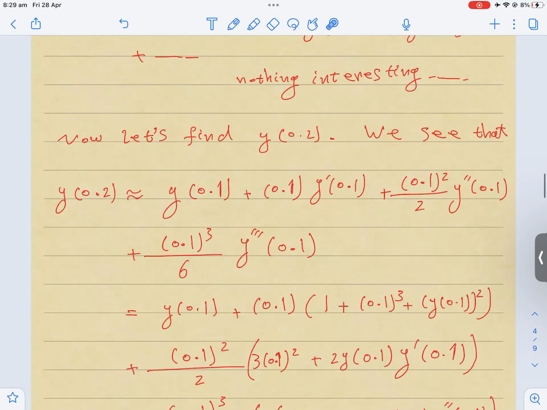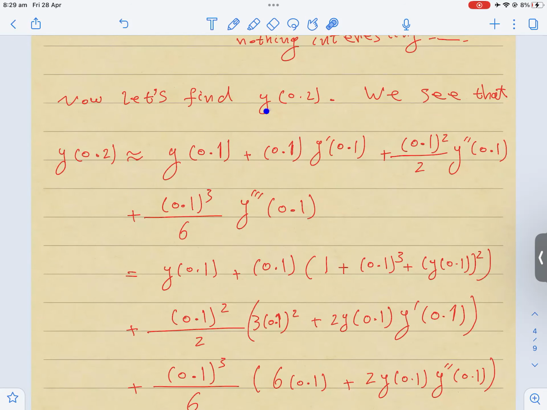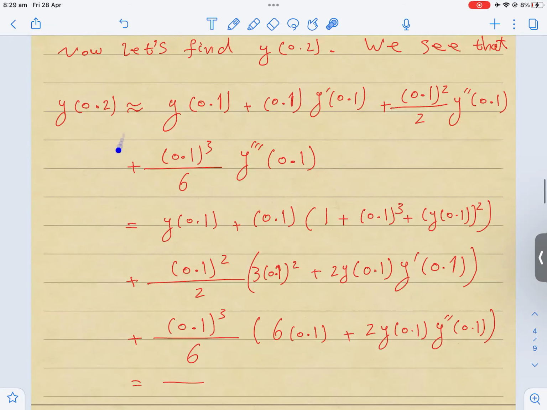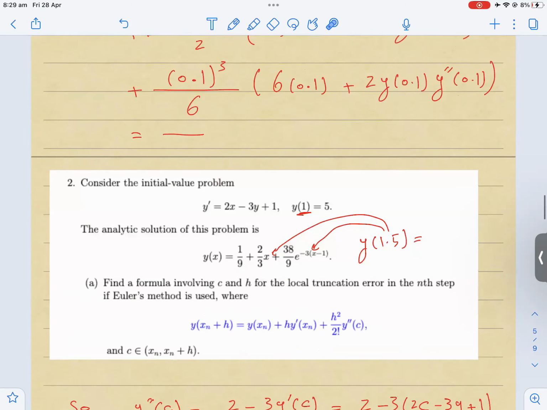All right. Now, y of 2/10 relies on the previous step. y of 1/10 is up to here in Euler's method. So then you can just substitute and obtain y of 2/10. All right. So nothing more. Question 2.